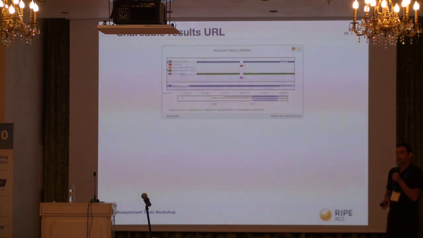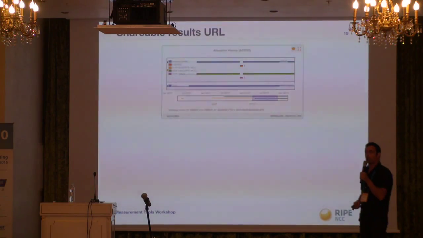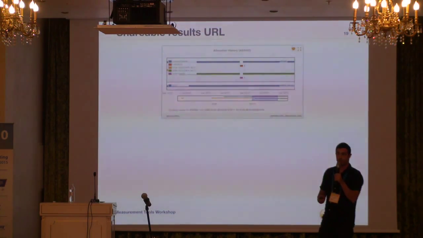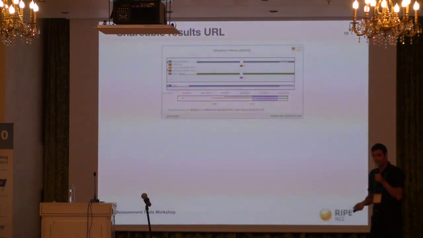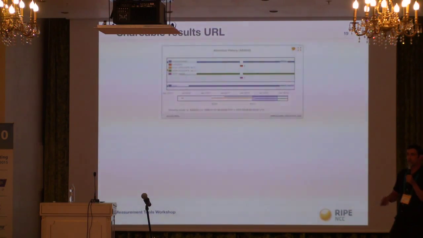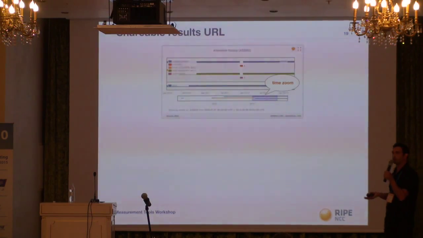Let's say you like the results and you want to share with your colleague. You just found out something interesting about your network or somebody else's network. Something is happening. You just want to show it. That's quite easy because you have this link here. It's called permalink. So it's just a link for a permanent link.